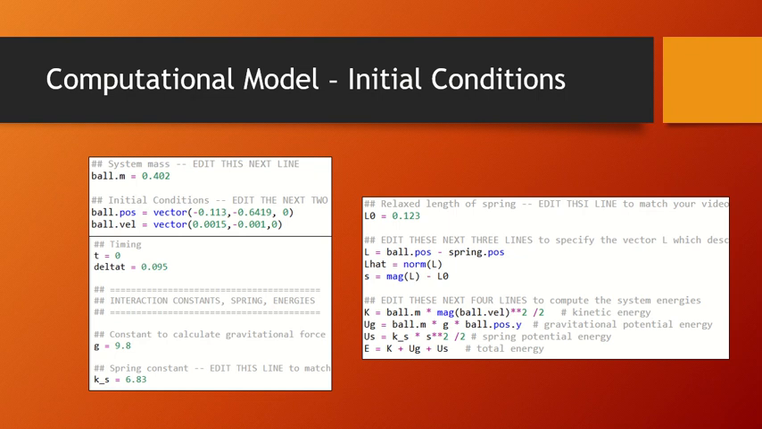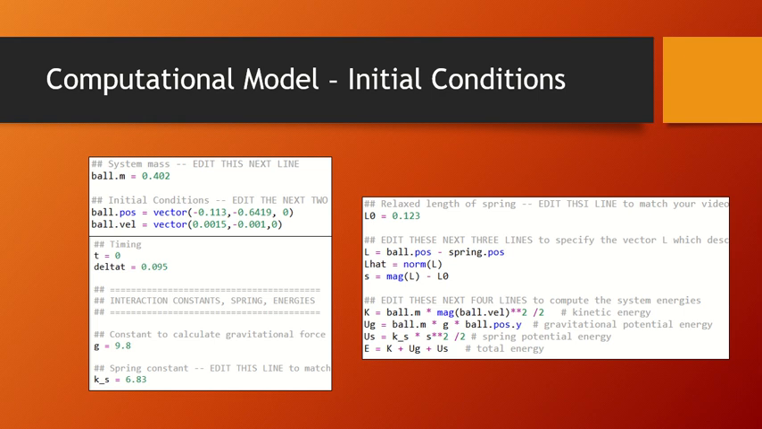These are the initial conditions of my computational model. Here I added the mass and, using Tracker, I found the initial position vector, which is negative 0.113, negative 0.6419, 0 meters, and the initial velocity vector, which is 0.0015, negative 0.001, 0 meters per second. Tracker also gave us a time between frames, which was 0.095 seconds, which I added as delta t. In addition, I added the constants of the spring mentioned in the diagram.